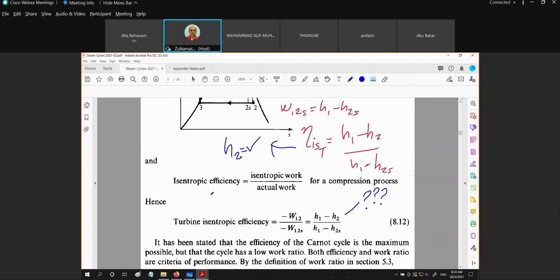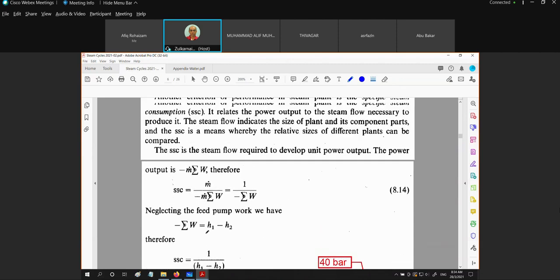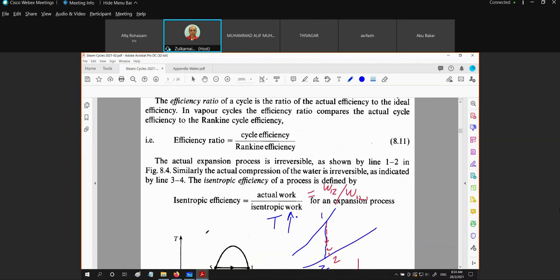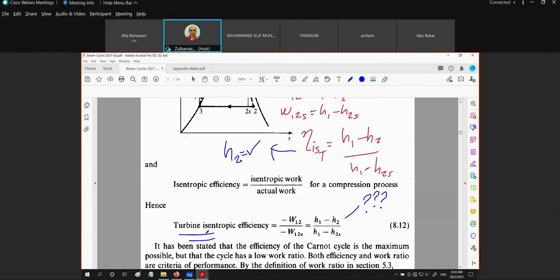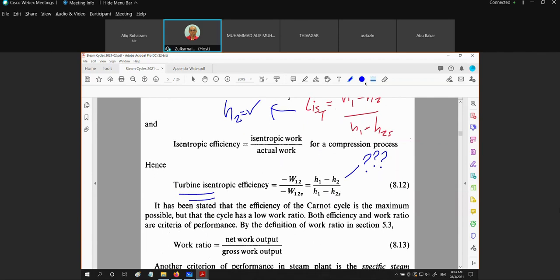Oh, sorry, this equation is for the turbine. This compression, this is for the turbine. And then for the feed water pump, where is the feed water pump? Don't have. Okay, you see, so this is for the turbine. The compression process, usually we neglect in the isentropic efficiency.